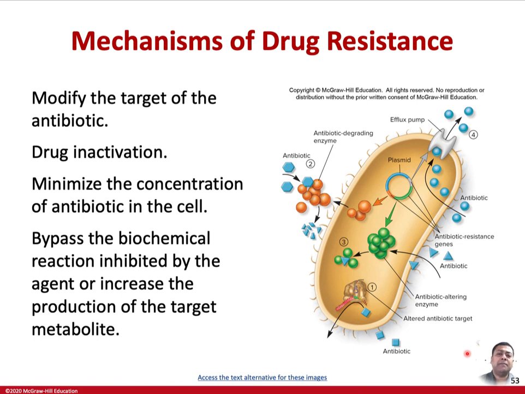The second way resistance can occur is by degrading the antibiotic. For example, if the bacteria have the enzyme beta-lactamase, it can directly degrade the beta-lactam antibiotics, which are all the penicillin-based antibiotics and the cephalosporin-based antibiotics.